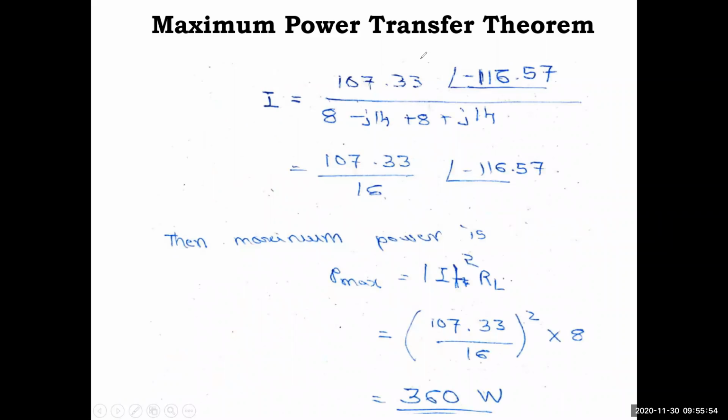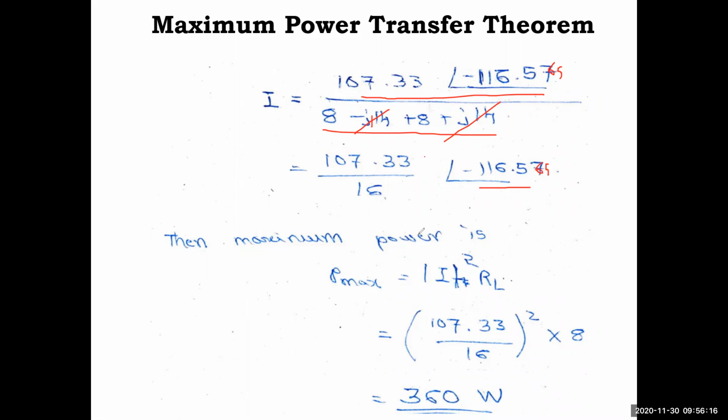So this is the calculation I told you. This is the VTH, the voltage, and then the resistor. One is the complex conjugate, right? So J14 and J14 will cancel out. So 107.33 by 16 at an angle minus 116.57 I have written. If you are writing 565, continue that only.